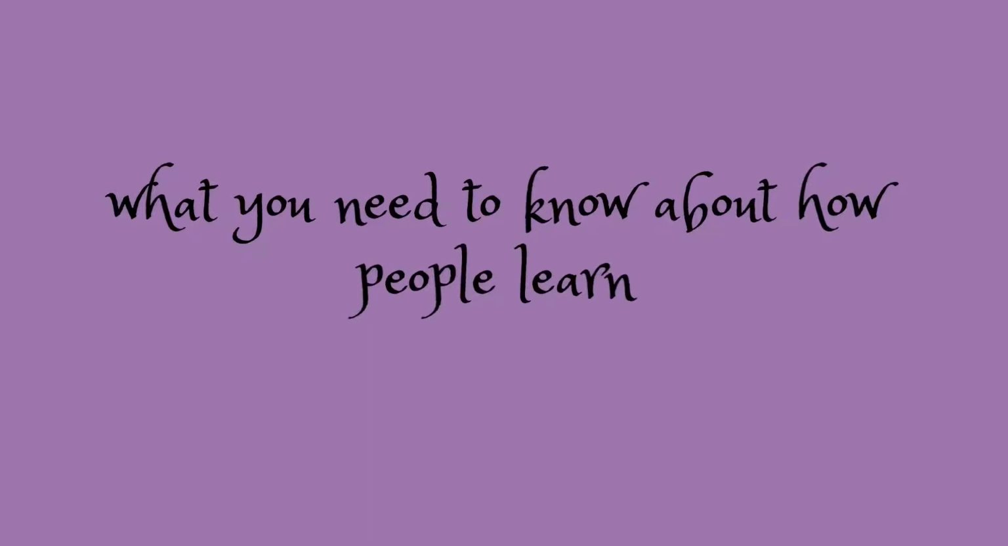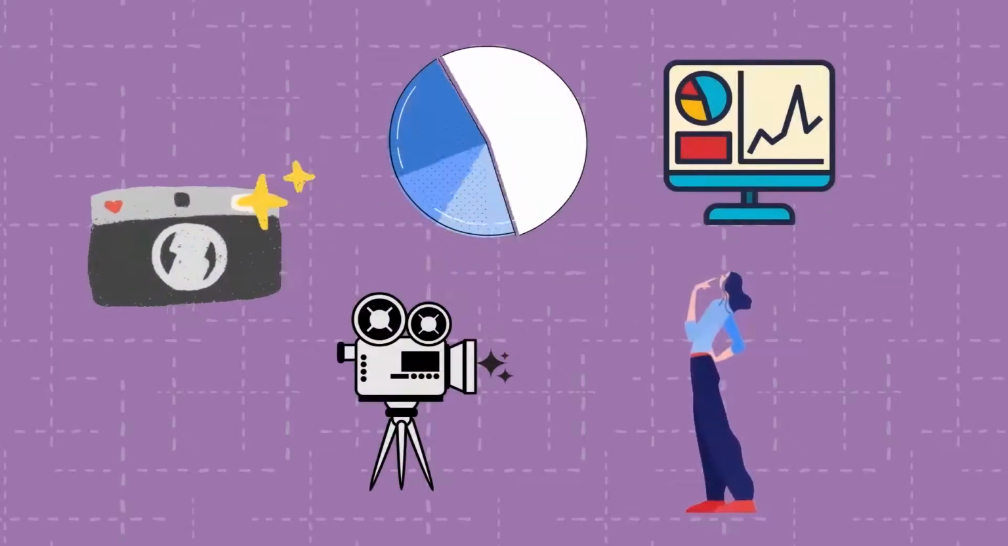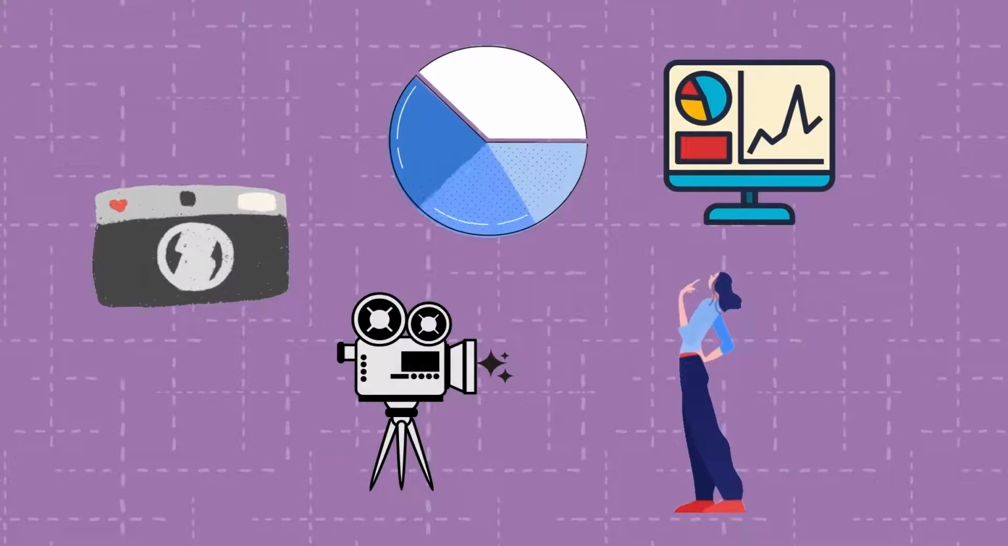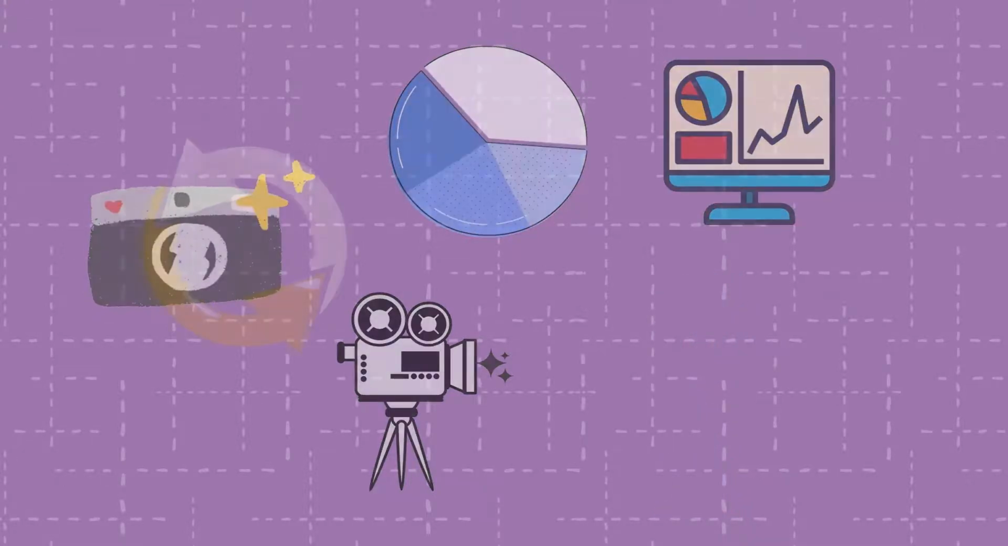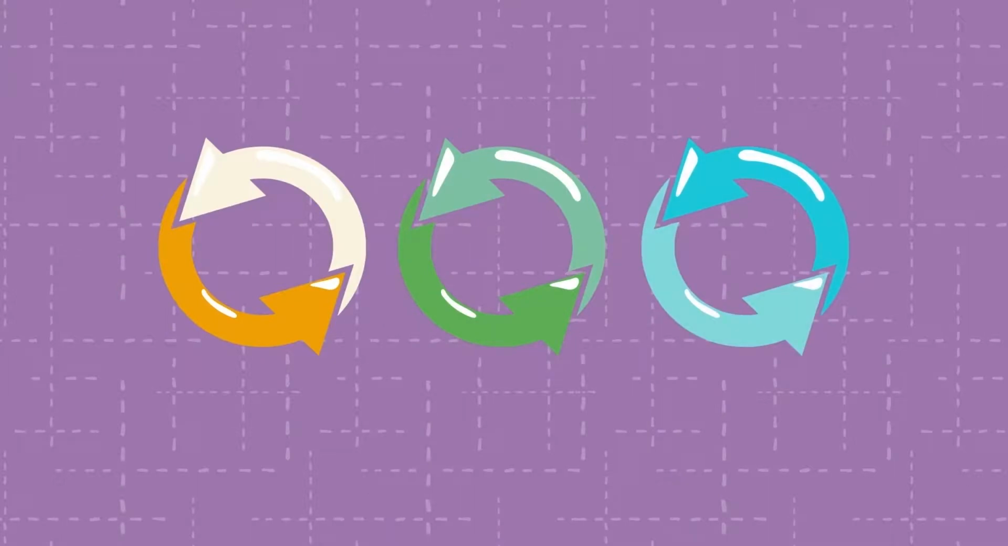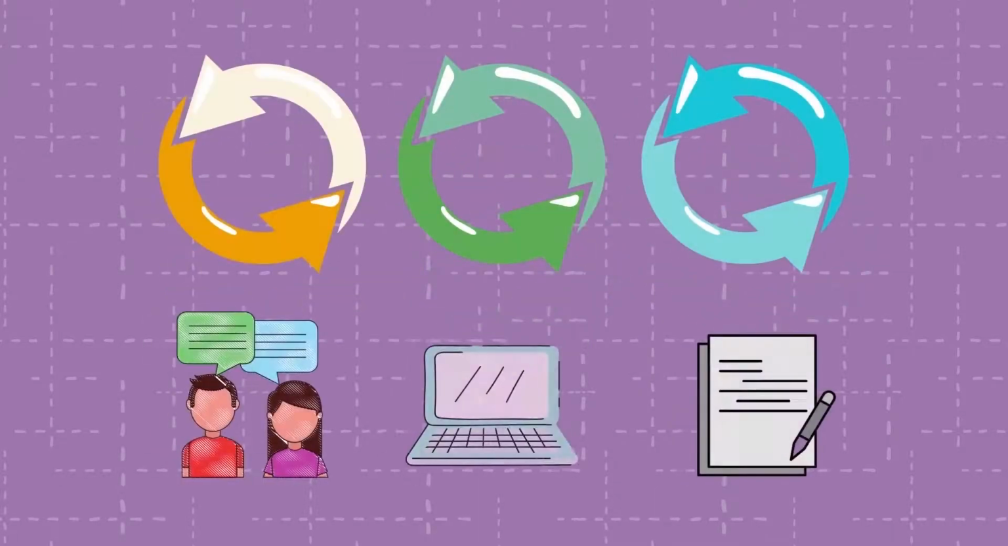What you should know about how people learn. First, most adults are visual learners, so be sure to include graphics and videos as part of your training program. Second, most people cannot learn something effectively on the first try. So provide people with multiple points of reference as part of their training, such as both verbal and written explanations.